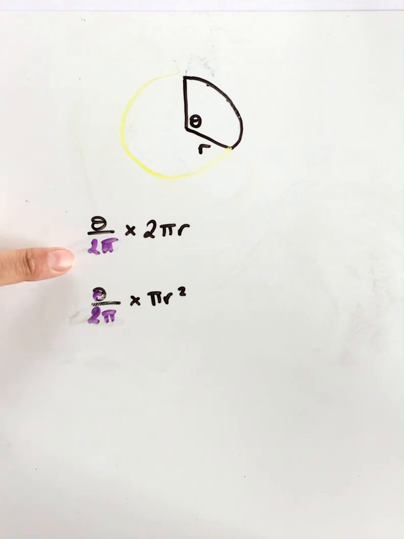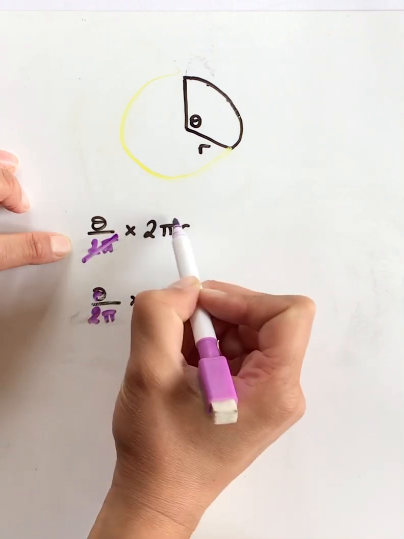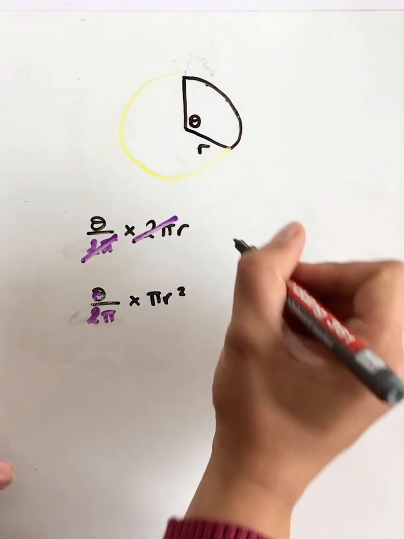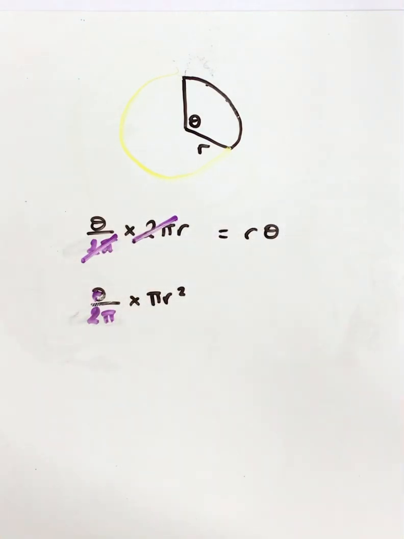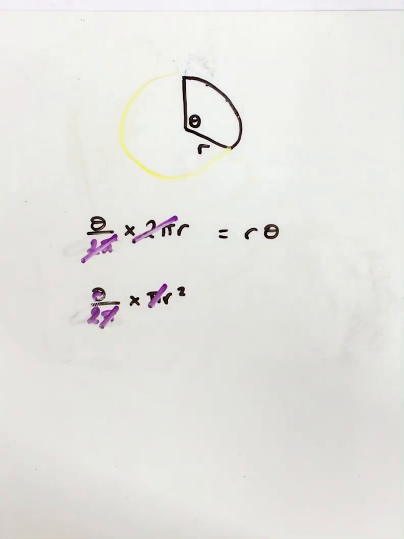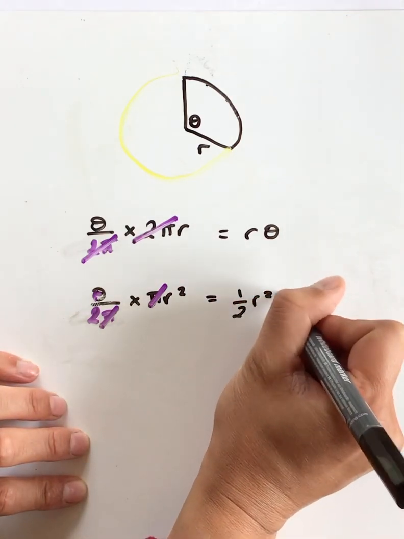Now if we look at the arc length, we can simplify this expression because we've got a divide by 2 pi and a multiply by 2 pi. So it will simplify simply to theta times r, which we normally write as r theta. The area expression doesn't simplify quite as far. We've got a divide by pi and a times by pi, so those will cancel. And then we've got theta over 2 times r squared, which we normally write as a half r squared theta.